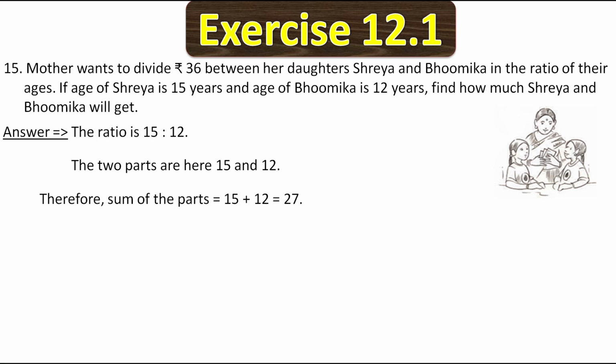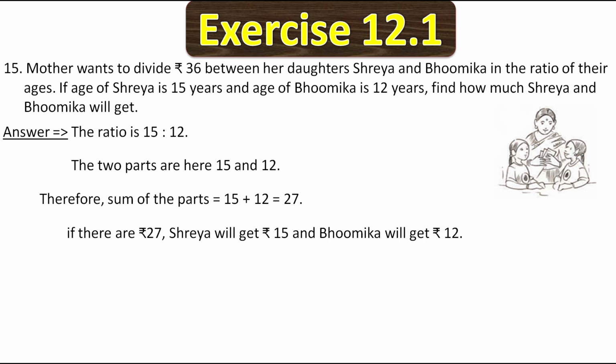That means if there were rupees 27, then Shreya will get rupees 15 and Bhumika will get rupees 12. So to find out for the 36 rupees, we have to multiply this fraction with 36. Okay, the fraction is, out of 27 she is getting 15. So 15 upon 27 into 36 will give you the answer for Shreya's share.